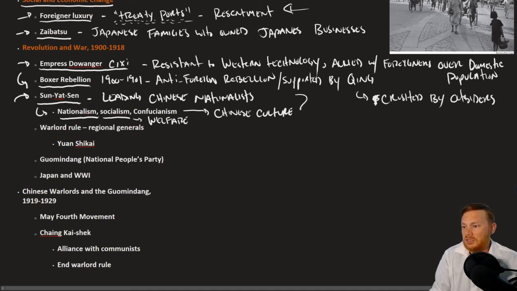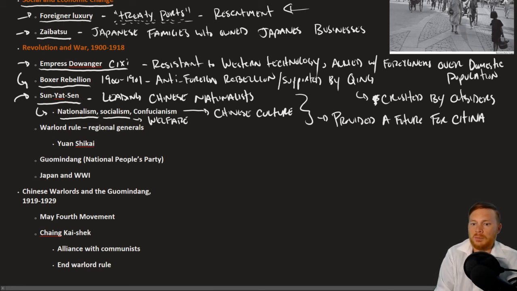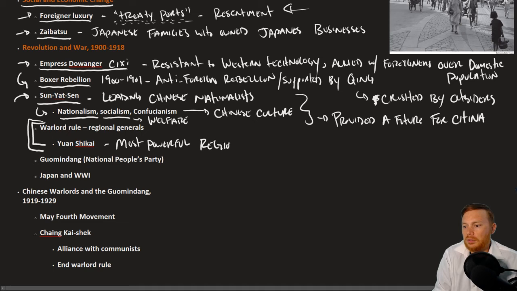So Sun Yat-sen in some ways provided a future for China. He's sometimes referred to as the father of modern China. He spent a lot of time in the West, in the United States, thinking about how China was going to build a modern state. However, the people who really had all the control were the warlords and the regional generals. Yuan Shikai was the most powerful regional warlord. Sun Yat-sen did not have control over the military.